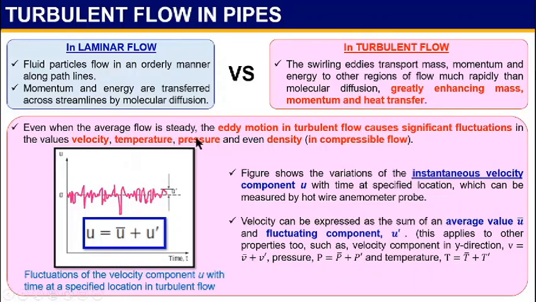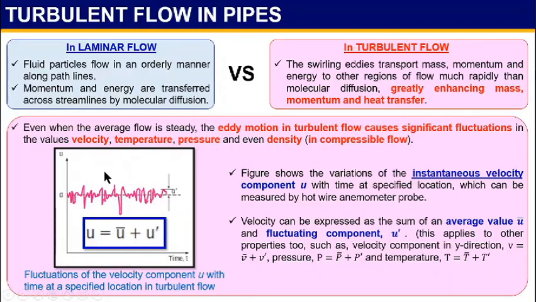Even when the average flow is steady, the eddy motion in turbulent flow causes significant fluctuations in the values of velocity, temperature, pressure, and even density in the compressible flow case. What does it mean by significant fluctuations? You can see from this figure. This is an example of velocity u. We have u equal to u bar plus u prime. U bar is the average velocity of this fluid, from time 0 to t.